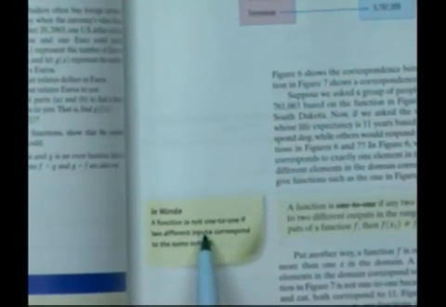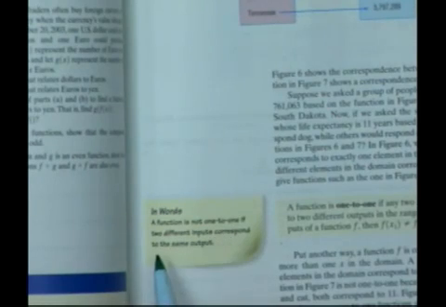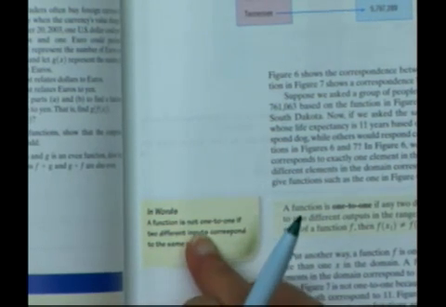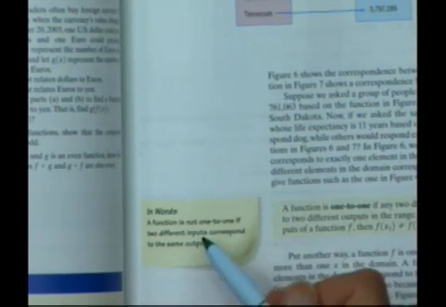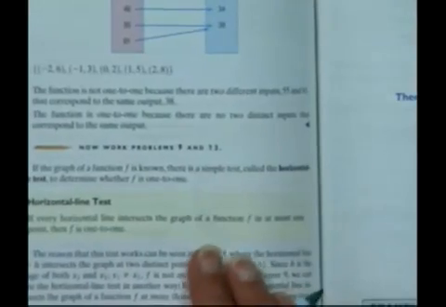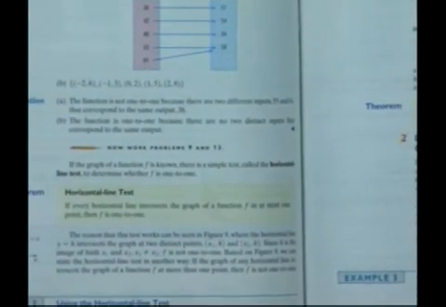I'm on page 405, where it defined one-to-one. Over in the margin, it tells you in words a function is not one-to-one if two different inputs, x values, correspond to the same y values. Input is domains, outputs are range. Inputs are x's, outputs are y's. Okay? On page 406 is your horizontal line test. I think everybody's got that for determining if a function has an inverse.